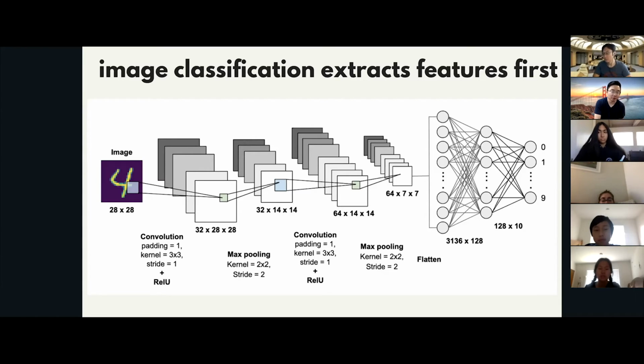These, max pooling layers, basically extract the essential features from an image, right? And then the fully connected network combines different features together so that I can make predictions, like whether this image is number 4 or number 5. So in image classification, we first extract features. So these are the features that we have, and then can we maybe use them to do something interesting?